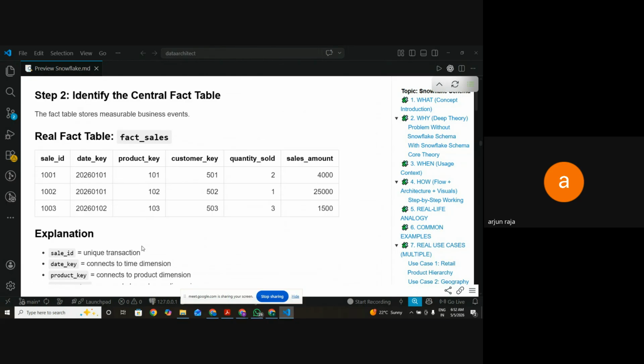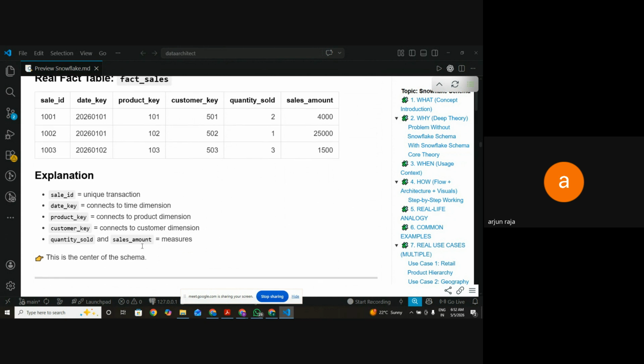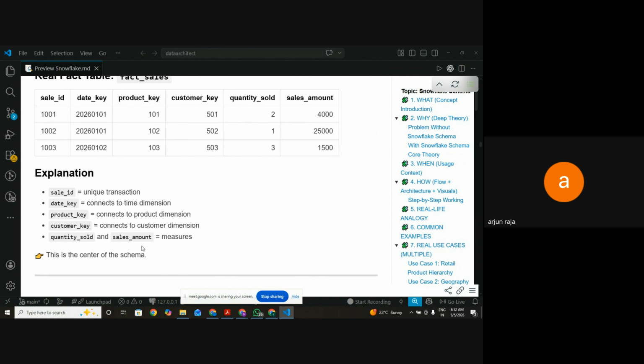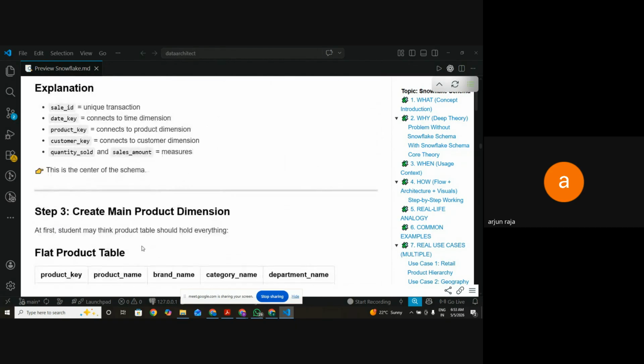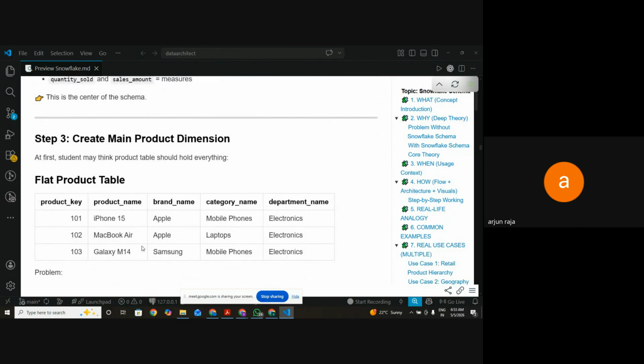Identify the central fact table. The fact table stores measurable business events, facts, sales. Sale ID, date key, product key, customer key, quantity sold, sales amount. Explanation: each sales row is a unique transaction. It connects to the time dimension. Okay, that's fine.